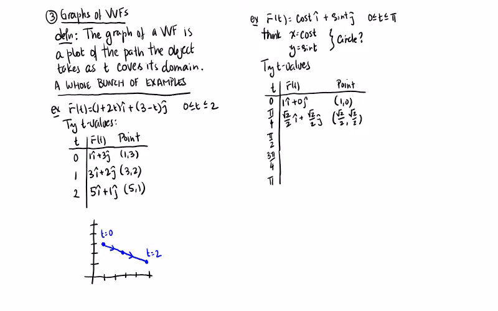Plug in pi over 2, cosine of pi over 2 is 0. Sine of pi over 2 is 1. We get (0, 1). 3 pi over 4, cosine is negative square root of 2 over 2. Sine is square root of 2 over 2. And pi, cosine is negative 1. Sine is 0. Now, just in case you're a bit rusty on this, the square root of 2 over 2 is about 0.7. That'll help us when we sketch this.